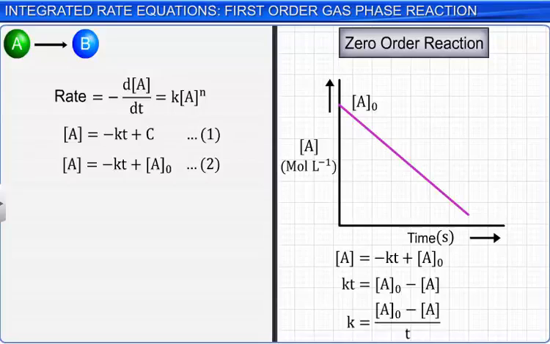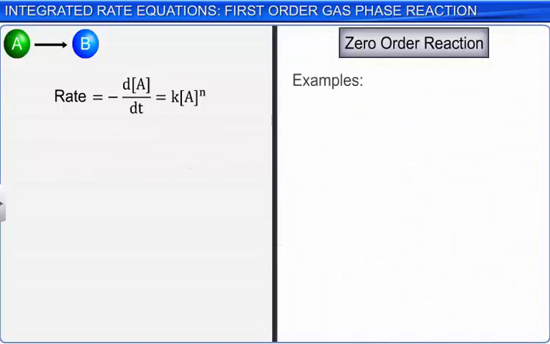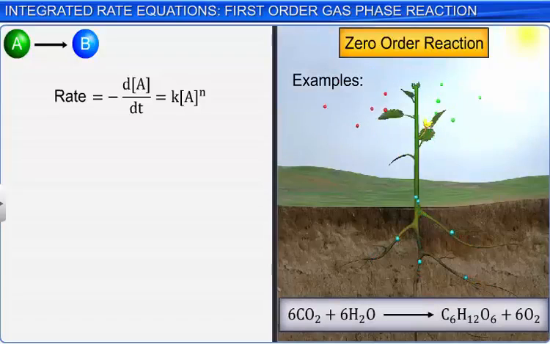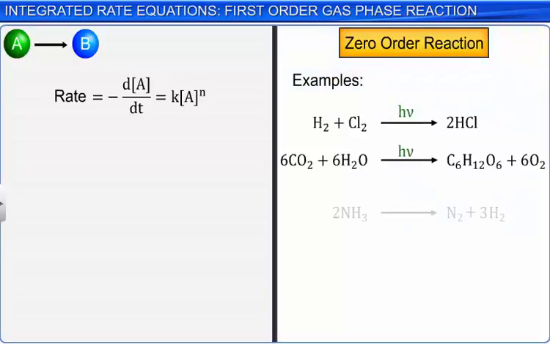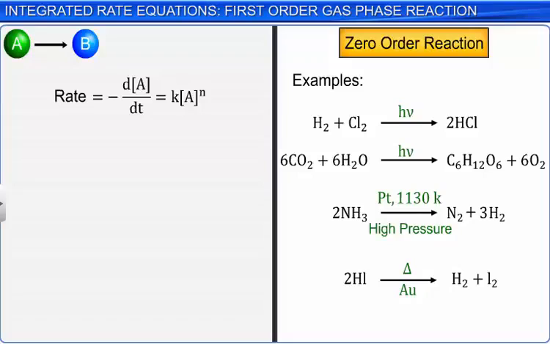Now let us look at certain examples of zero-order reactions. In general, photochemical reactions such as the formation of hydrogen chloride and photosynthesis are zero-order reactions. Certain enzymatic reactions and the decomposition of gaseous ammonia in the presence of platinum catalyst at high pressure and the thermal decomposition of hydrogen iodide on a gold surface are also examples of zero-order reactions.